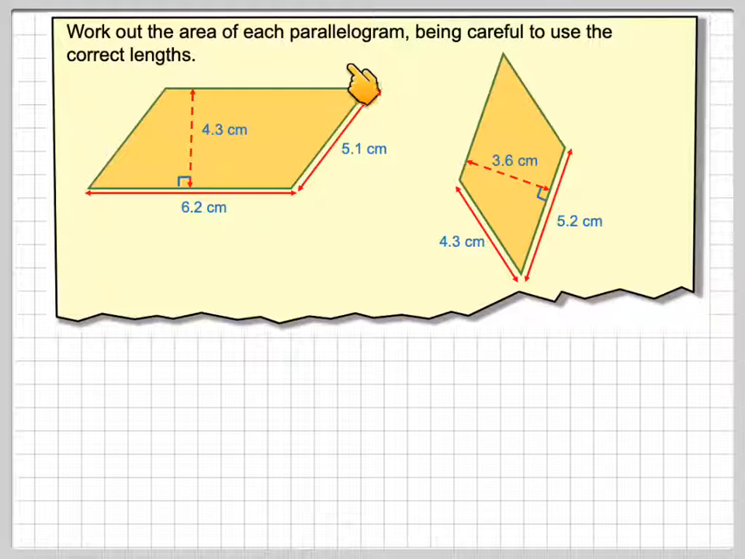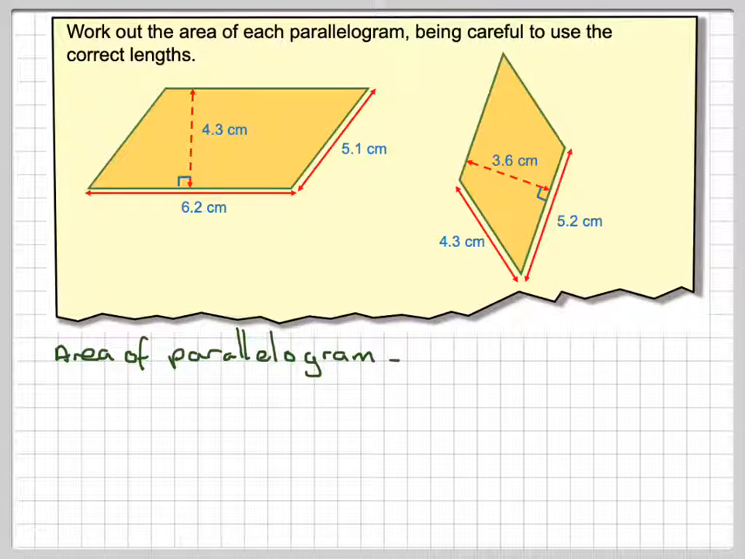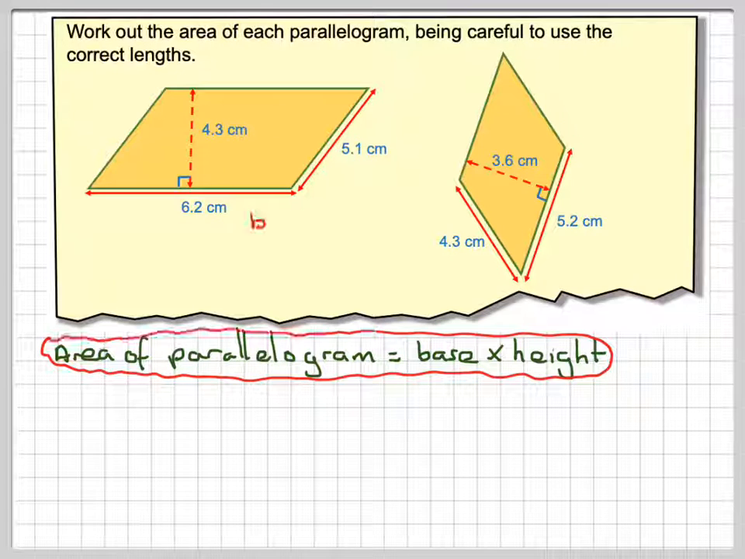Work out the area of each parallelogram. Be careful to use the correct length. So if we take the first one, the area of a parallelogram is the base times the height. But what do we actually mean by the height? Well, that's the base in this case, and this is the height.